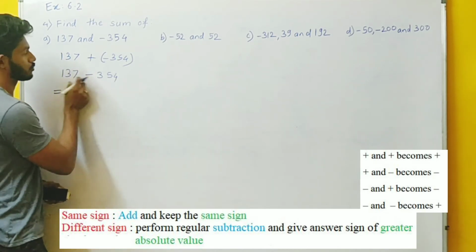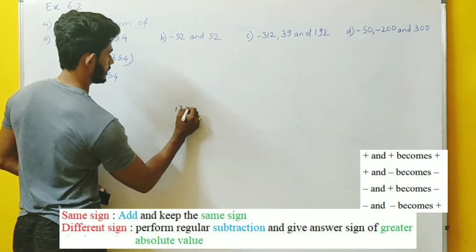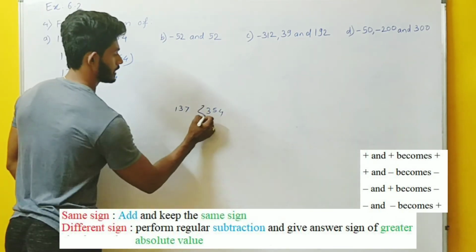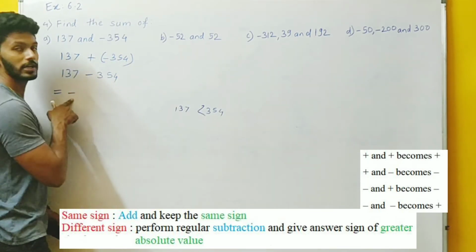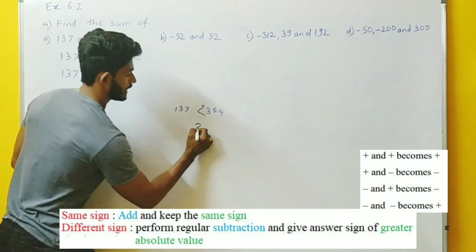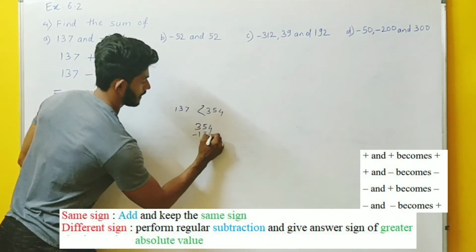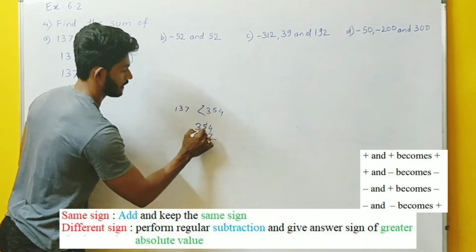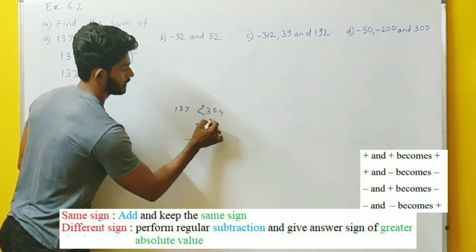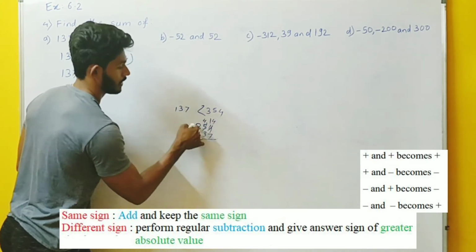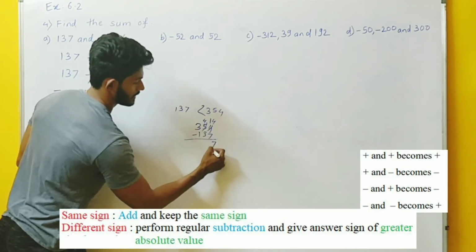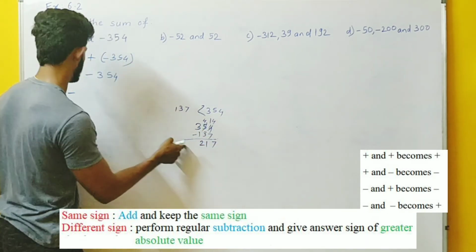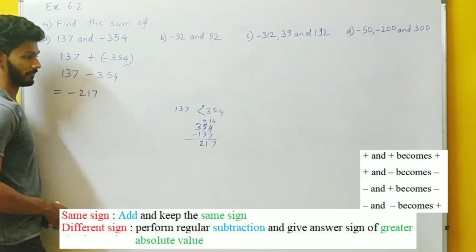Now let's consider these two numbers first. That is 137 and 354. Now in these two numbers, we all know that 354 is greater number. So answer will have negative sign. Now we are going to subtract this number, that is 354 minus 137, subtracting smaller number from greater number. 4 minus 7 we cannot do, so this 5 will give 1 over here, 10, so it will become 14. So this will become 4. 14 minus 7 will be 7. 4 minus 3 will be 1. 3 minus 2 will be 2. So my answer will be negative 270.